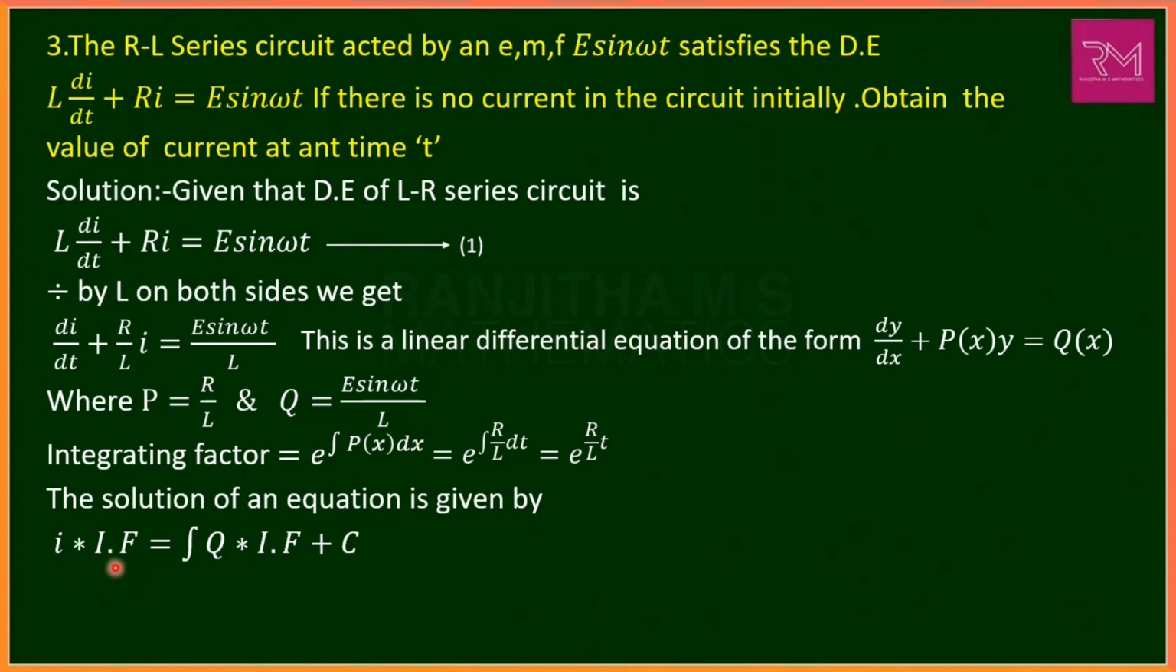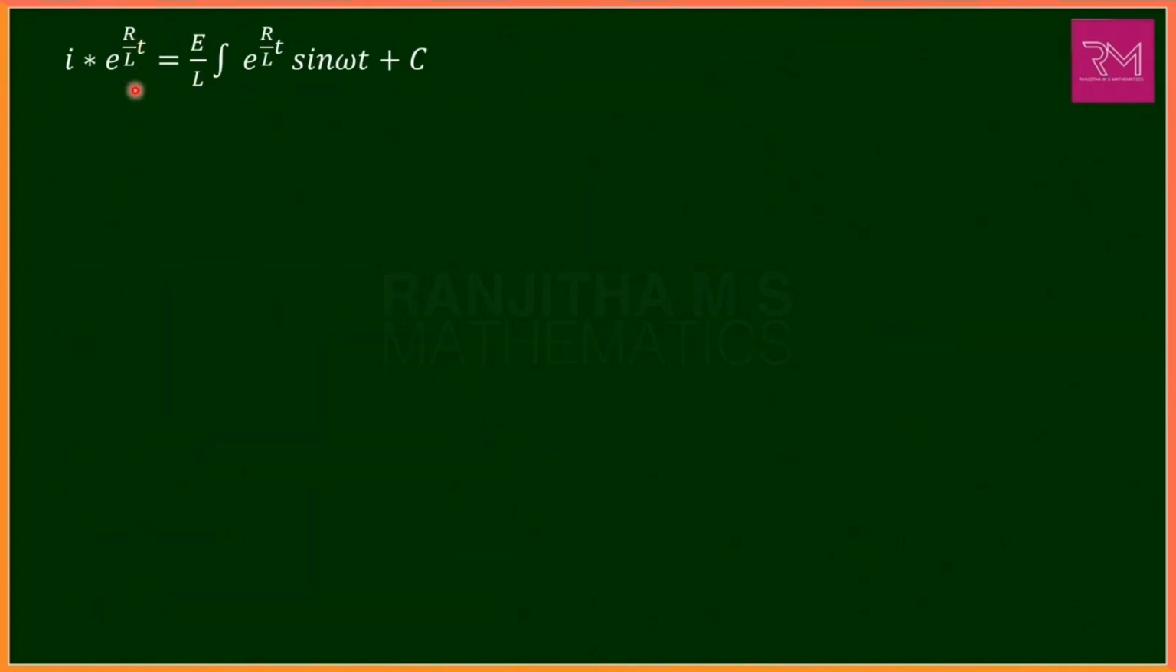So substituting the integrating factor value and Q value, we get I into integrating factor, which is exponential power of R by L into t, equal to the integral of Q value, E sin omega t divided by L, into integrating factor, exponential power of R by L into t, dt plus C. Here E by L is constant, so take it outside the integration. We get I into exponential power of R by L into t equals E by L into the integral of exponential power R by L t into sin omega t plus C.